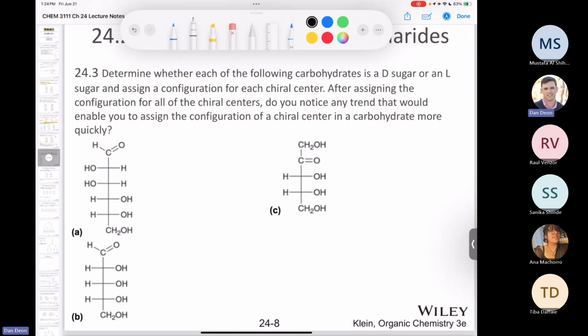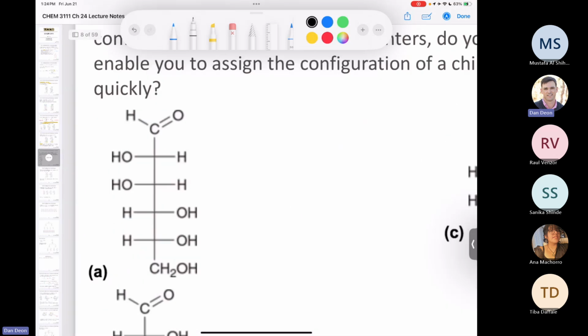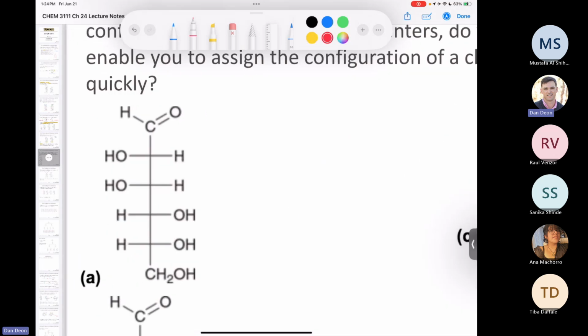Okay, let's take a look at the first one. Okay, so the A. If we take a look at A, we'll start with the first chiral center here. So if I just kind of zoom in here, we'll start with this chiral center. Now remember, the hydrogen is on a wedge, right? It's coming out towards us.